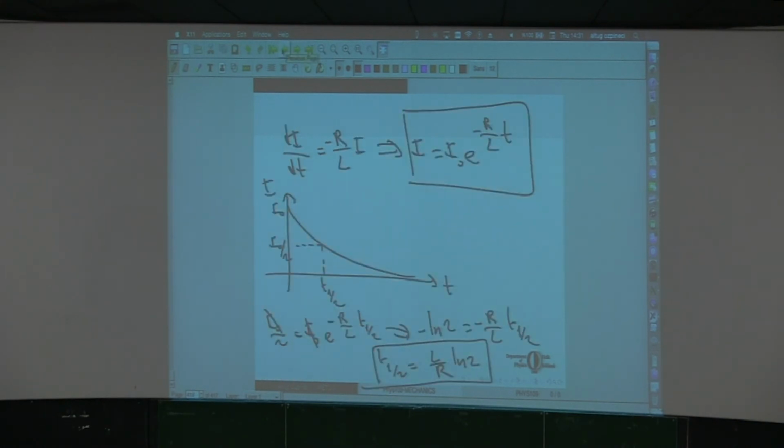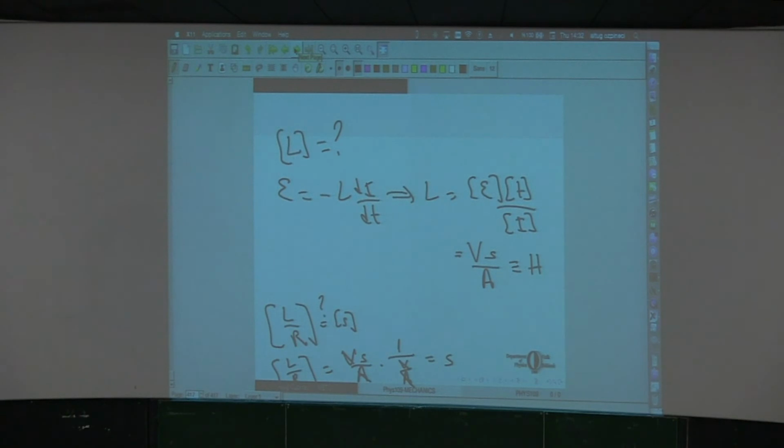It did satisfy our expectations that the larger the L, the larger the half-life should be, and the larger the R, the smaller the half-life should be. We had that expectation even before solving the problem. We see that this result satisfies our expectations and the units are also correct. So most probably we have a correct answer. The only thing we might be missing is maybe some factors, some numbers.